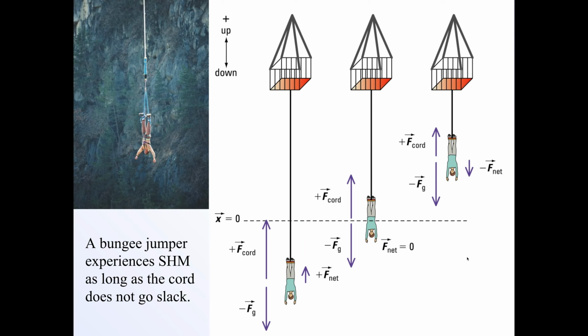An example of this is a bungee jumper, who experiences simple harmonic motion as long as the cord does not go slack. As they jump, there would be an equilibrium position. They go past it originally, they get pulled up, and then as the cord goes slack, they come back down, passing through this equilibrium position, and eventually when they do stop, that would be the equilibrium position.